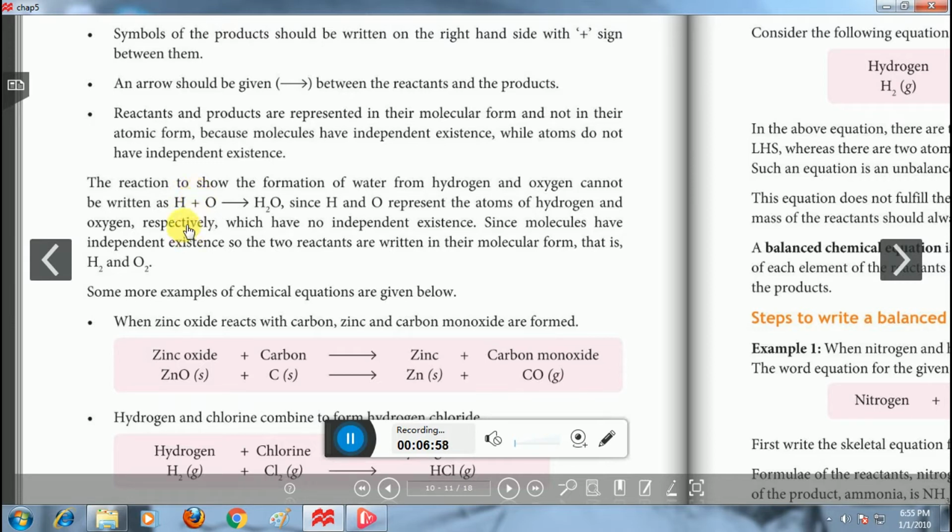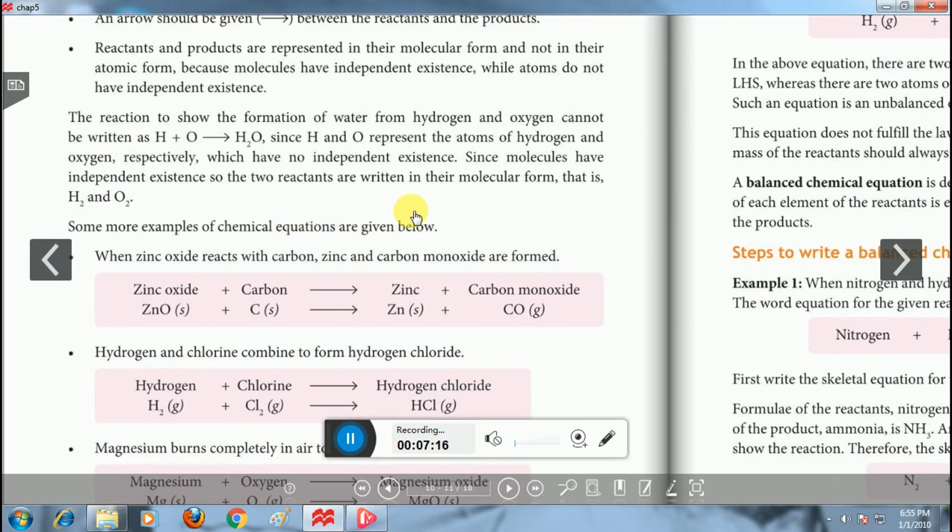They will always be found in the combined state, except in the case of a few metals. Reactants and products are represented in their molecular form, not their atomic form, because this is very important: molecules have independent existence while atoms don't have any independent existence. So the correct representation of the reaction for formation of water from hydrogen and oxygen will be H2 plus O2 gives H2O.